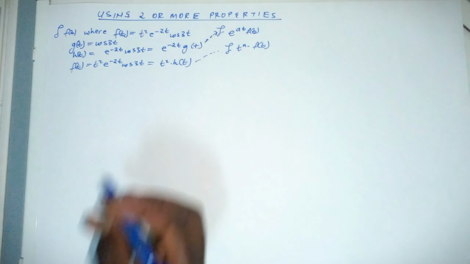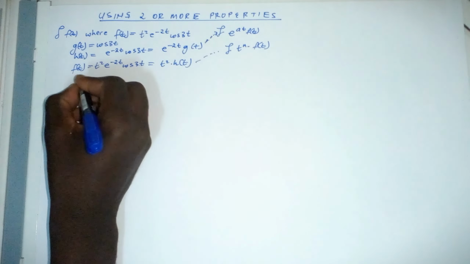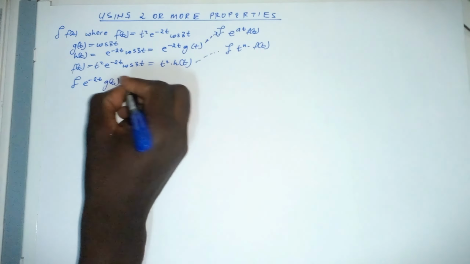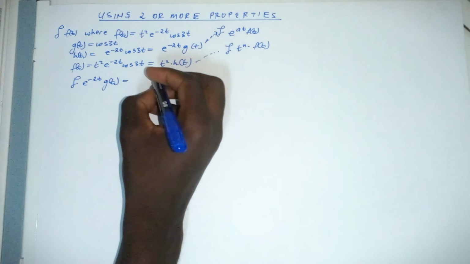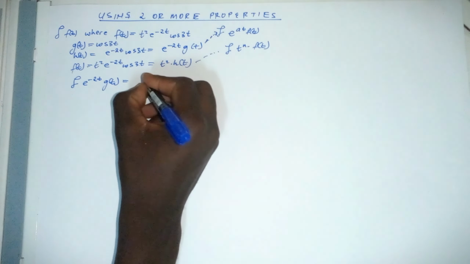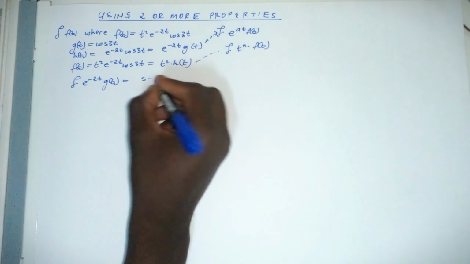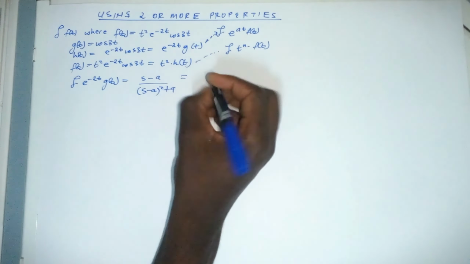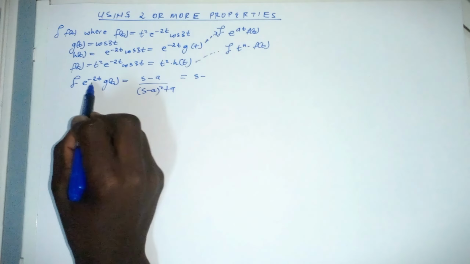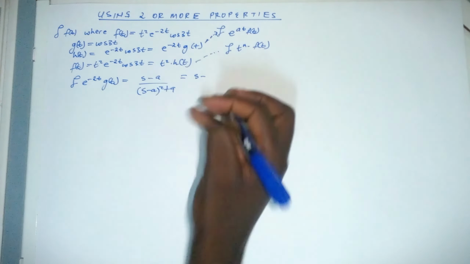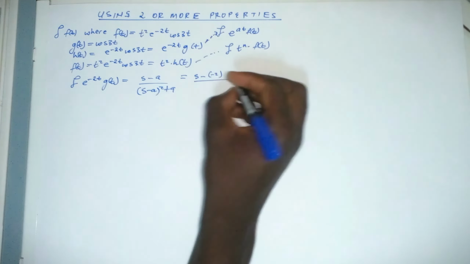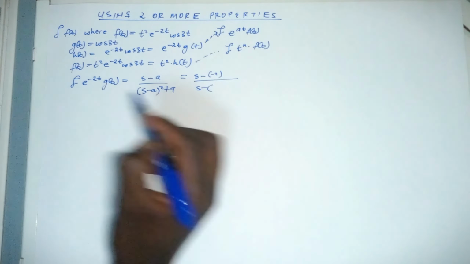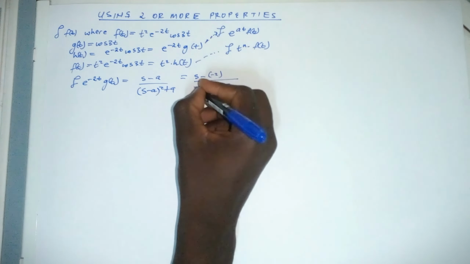For the shift theorem, what I'm going to write is the Laplace transform of e to the power negative 2t g of t, and g of t is equal to cos 3t. The Laplace transform of cos at is s over s squared plus a squared, but in the shift theorem it's going to be s minus a over (s minus a) squared plus a squared, where a is the coefficient of t on the exponential function. It's going to be negative 2, and I'm going to square this one.